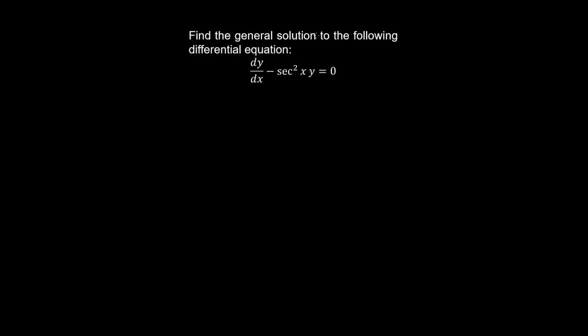Let's find the general solution to the following differential equation. So what we're going to do is put it in a form where we can separate the variables. So dy/dx is equal to sec squared x multiplied by y. And now we can separate the variables. So we have dy/y is equal to sec squared x dx. And now we can integrate both sides.